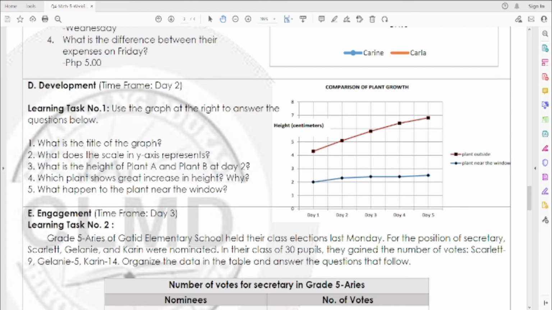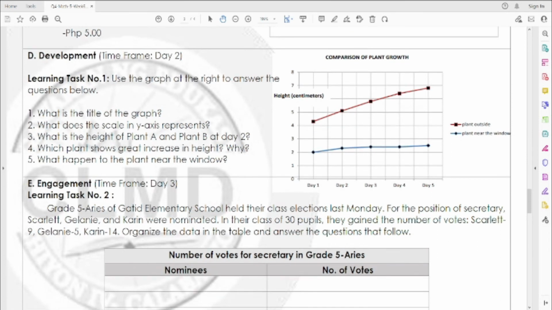Y-axis. What is the height of plant A and B at day 2? This is day 2. Then our legend: orange, plant outside; blue, plant near the window. Which plants show greater increase in height? Is it the orange or blue line? What happened to the plant near the window? Based on the graph, the line graph.